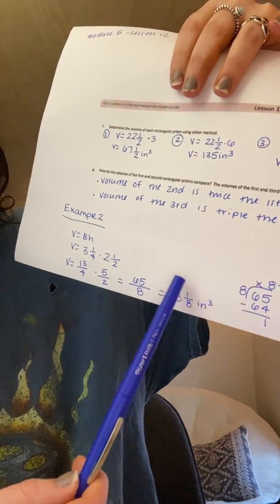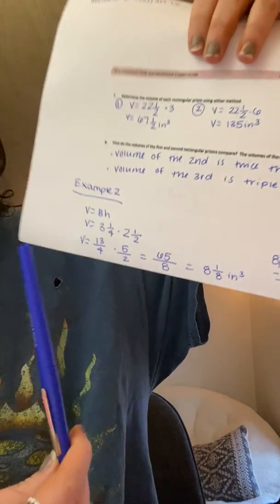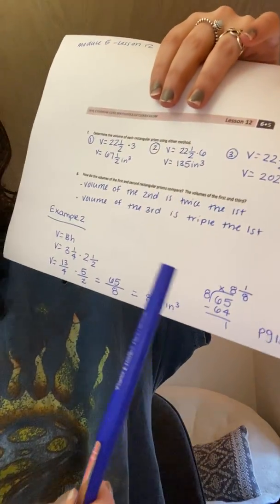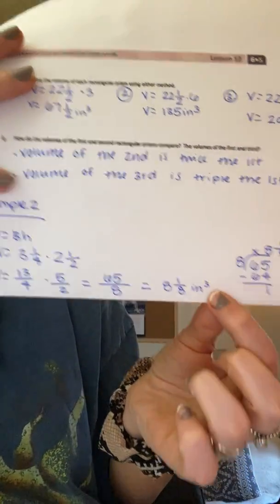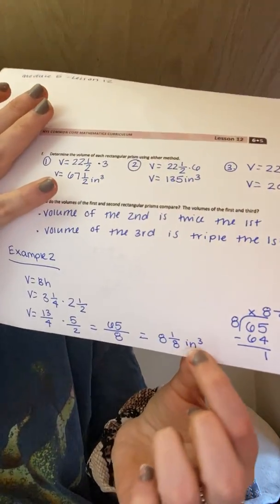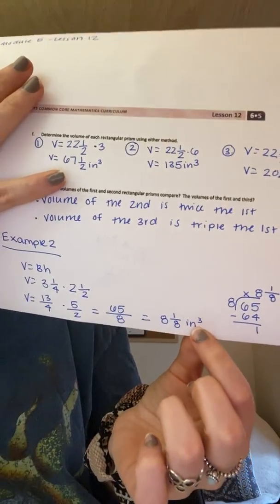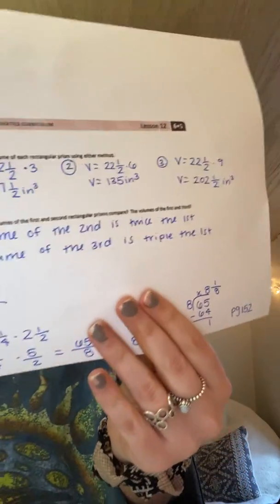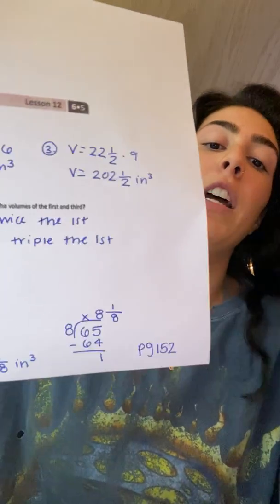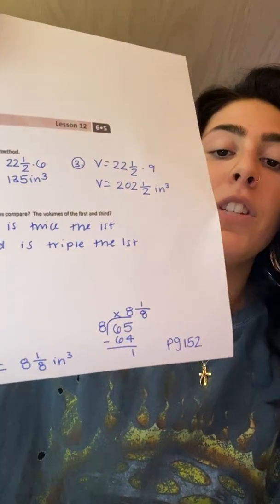But if I wanted to make this into a mixed number, what I would do is long division. So here's how I got this. Your answer is going to be 8 1/8 inches cubed. But here's how I got this if you're confused. I just did long division. So I did 65 divided by 8.